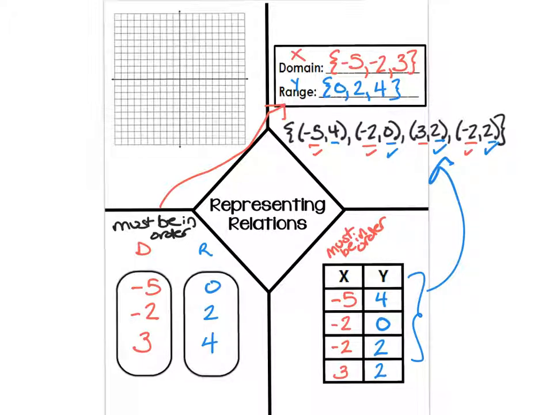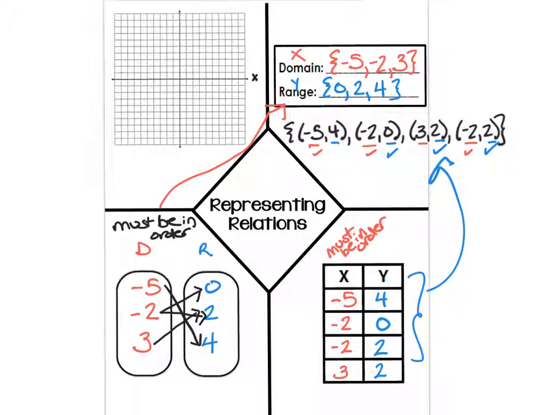Now all I do is connect the points. My first point was (-5, 4). So I'm going to draw a line from the -5 to the 4. My second point is (-2, 0). So let's draw a line from the -2 to the 0. My third point is (3, 2). So let's draw a line connecting the 3 and the 2. And my last point was (-2, 2). So we'll draw another line from the -2 to the +2. And that's my mapping.